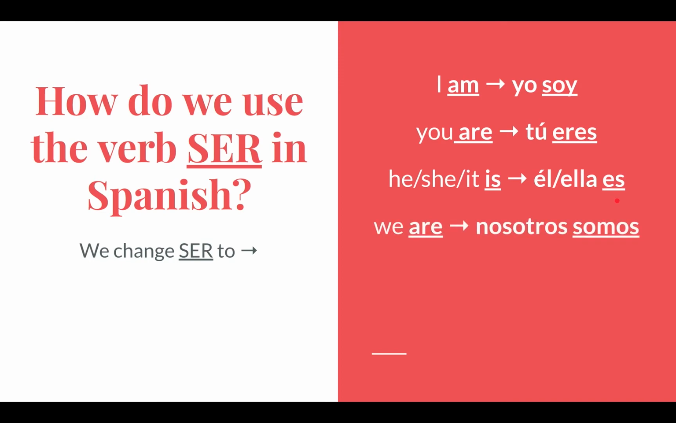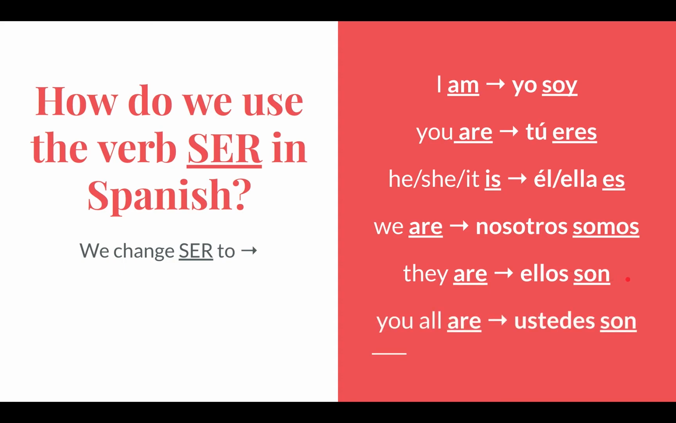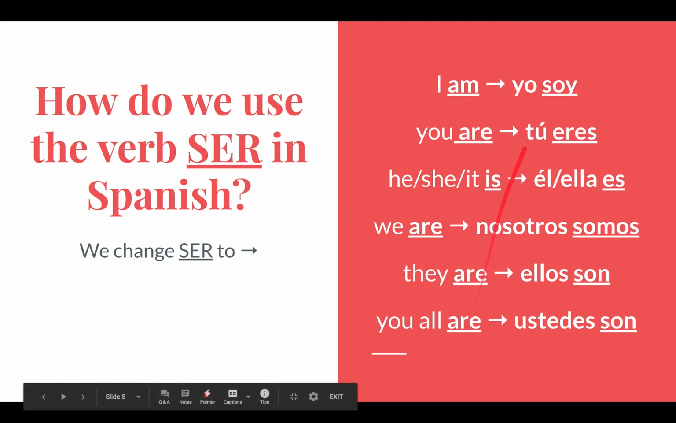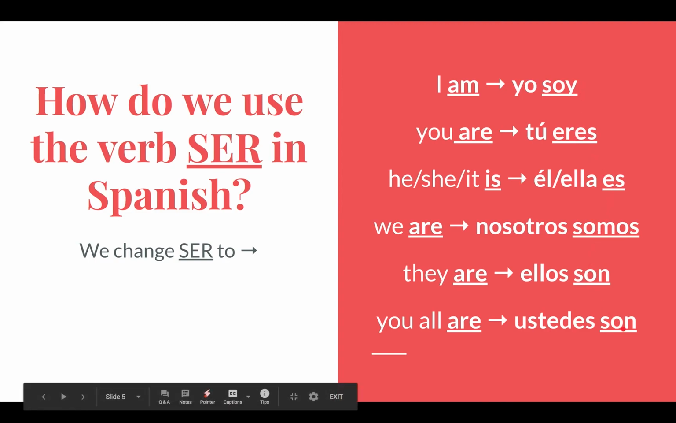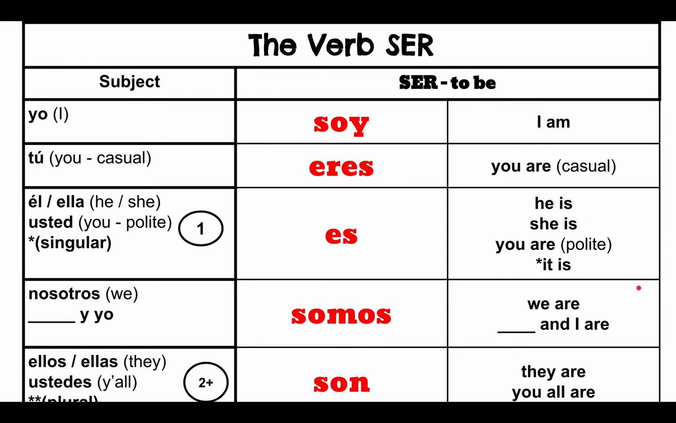To say we are, nosotros somos. To say they are, ellos son. And finally, to say you all are, ustedes son. If this were English: am, are, is, are. In Spanish: soy, eres, es, somos, son, son. Let's look at it in a chart that is helpful for when you're forming sentences.